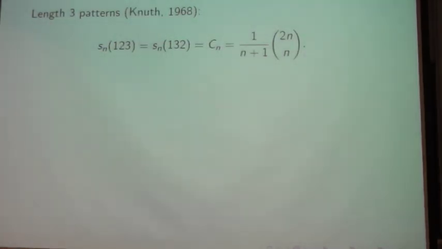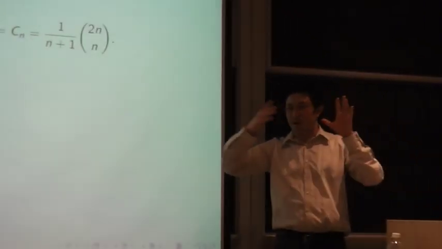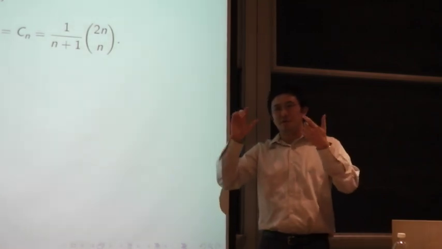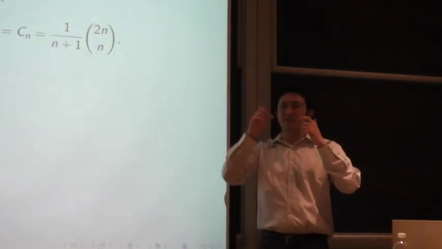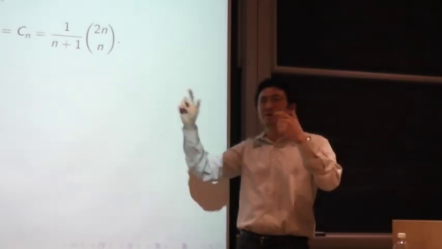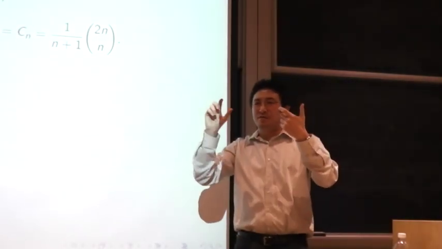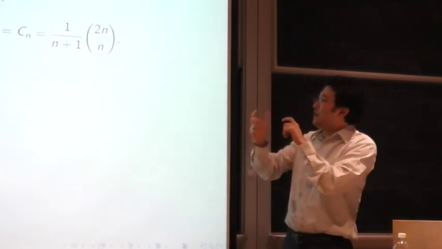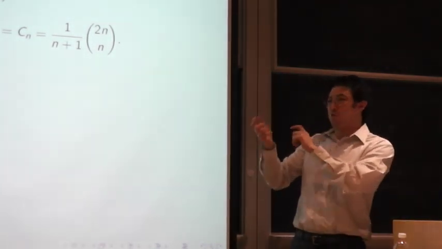Some previous results. For length 3 patterns, these are known. Technically, there are 3 factorial possible patterns, right? 6 patterns. But there are some basic trivial equivalences for some of them. So you can reduce it down to really just the 1, 2, 3 and the 1, 3, 2 as 2 representatives. But it turns out that for the avoidance case, these are also equivalent.